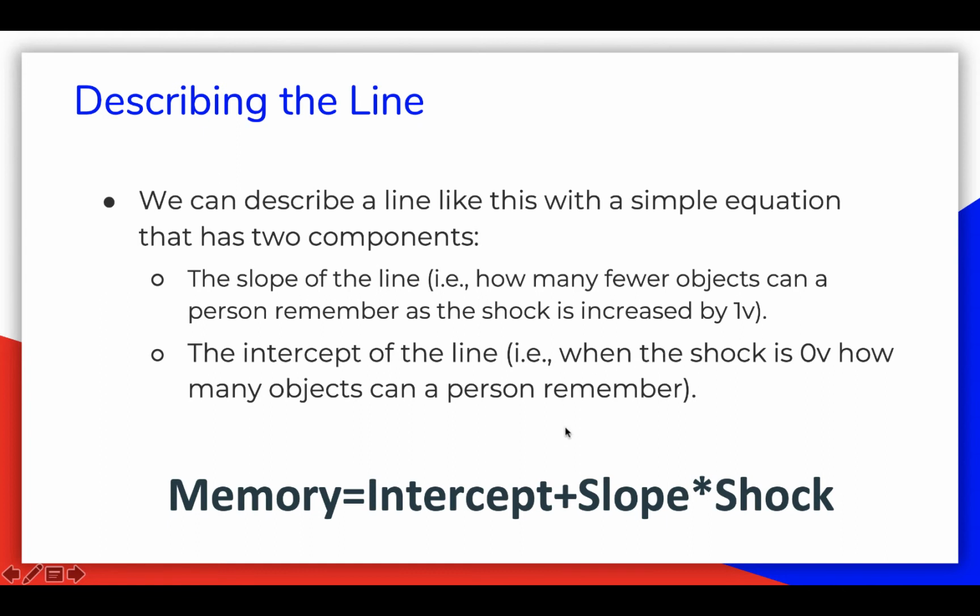they received 0 volts. So in this case, memory is y, intercept is b, m is the slope, and x is the shock. So our intercept is the number of items that someone would be able to recall when they have received no shock. The slope is how many fewer objects a person can remember as the shock is increased by 1 volt. And x is the shock that we would administer, so 20 volts, 40 volts, 60 volts. And memory would be our expected value, calculated from the intercept, the slope, and the shock that we would be administering.